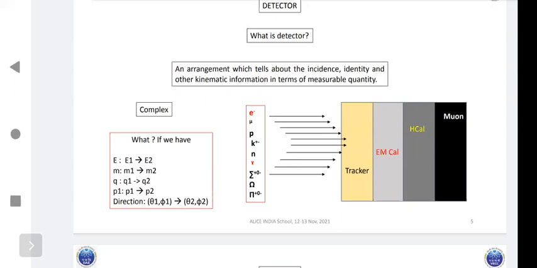Which way can one do this? Just apply a magnetic field, check how much bending it is facing, and from this bending you can get information about its momentum, or sometimes its identity as well. Please keep in mind that a tracker means minimum amount of disturbance in terms of energy. A particle comes in with some energy, and the energy with which it leaves your tracker should be the same. But practically that is not possible.